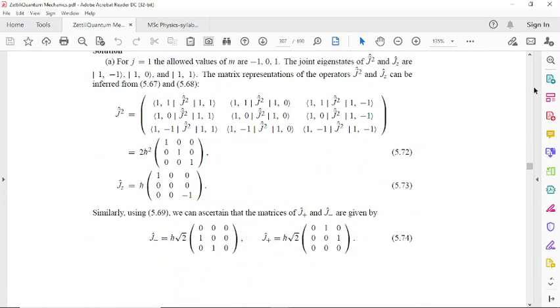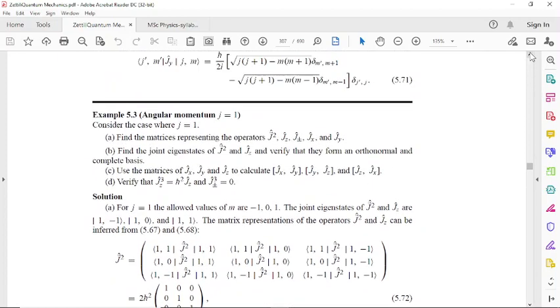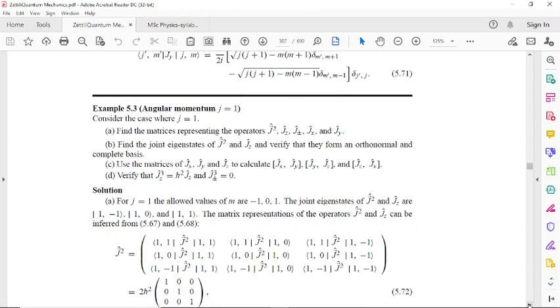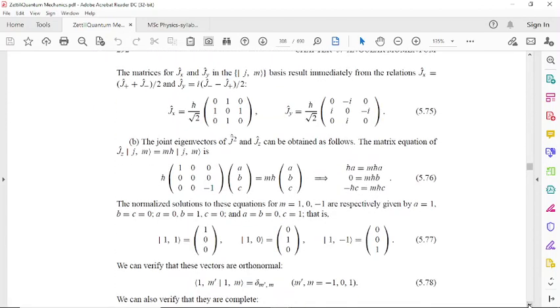and a model is given in this problem. Just find the matrices representing the operators. Just solve this problem and it is easily understood. If you have any doubts, you can contact me.